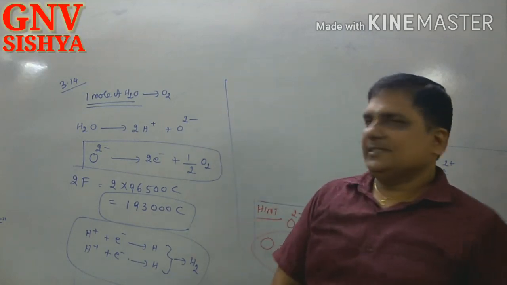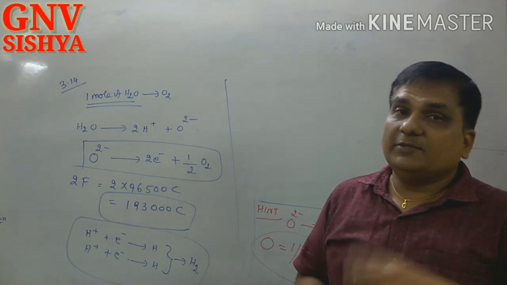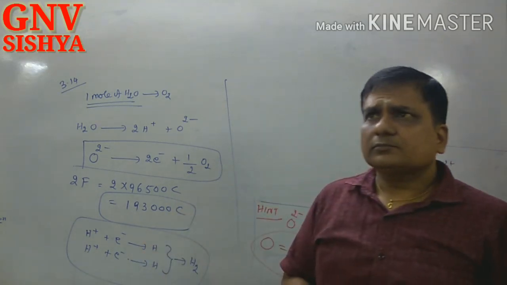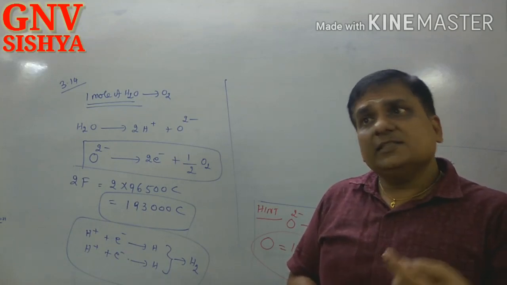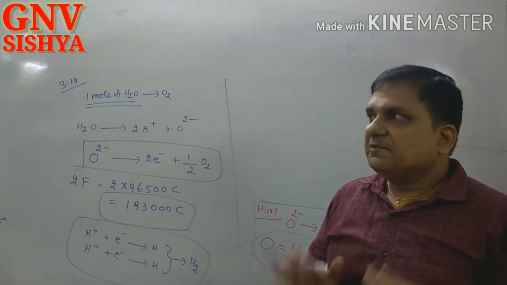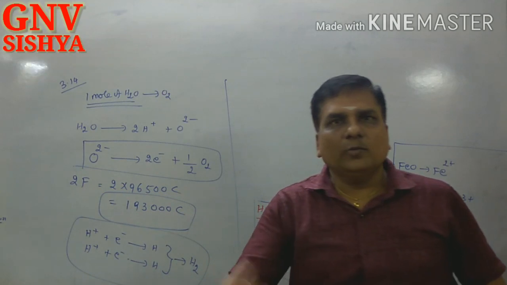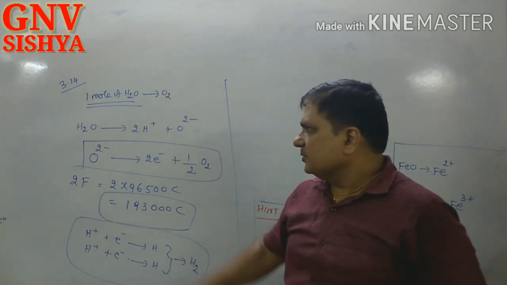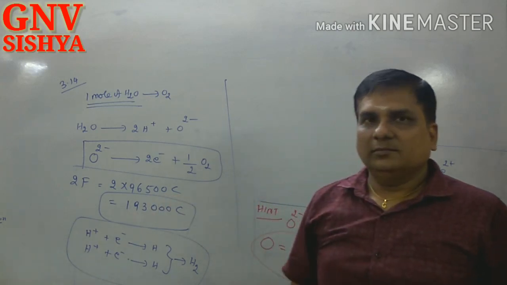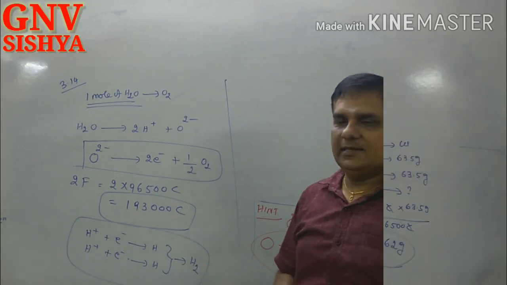For entrance goers, we worked out for 1 mole. By chance, if the question is, calculate the electricity in Faraday or calculate the electricity in Coulomb for the oxidation of 2 mole of water, you need not work it out. Immediately you say, sir, for 1 mole of water, 2 Faraday. 2 mole of water, 4 Faraday. How many coulombs? Here 2 into 96,500 coulomb. There 4 into 96,500 coulomb. Correct? So that is the answer.